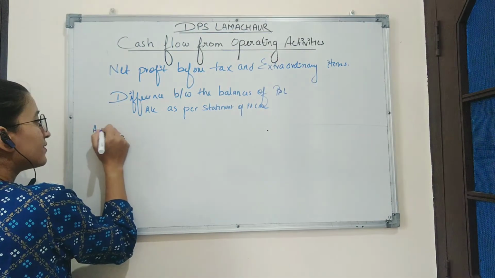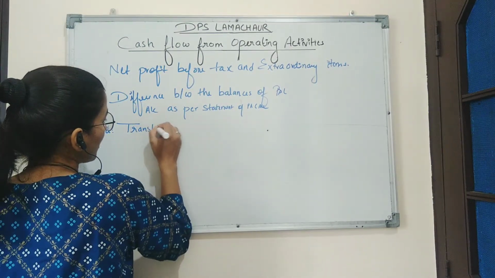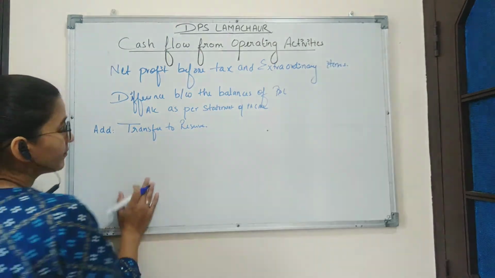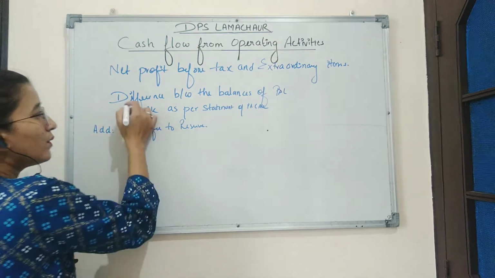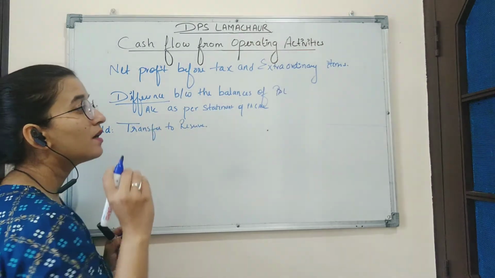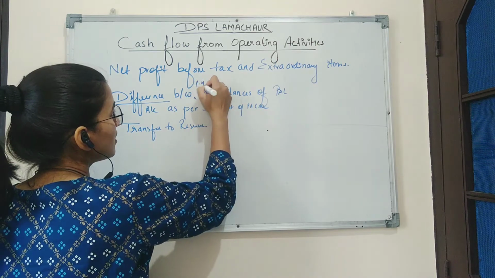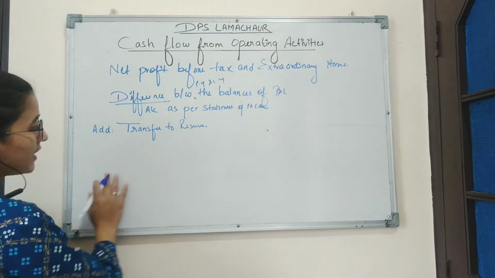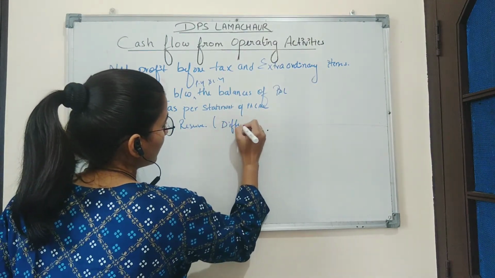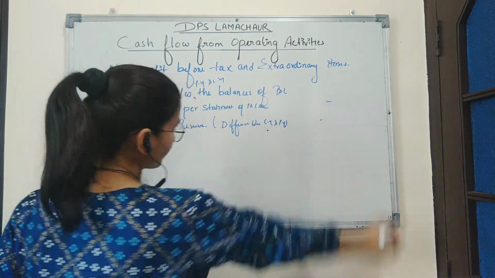Now in this we will add transfer to reserves, because this is also a part of the profit which is divided. So here we will take the difference between the balances of P&L account as per statement of P&L account. This difference will be between previous year and current year. Next we will add transfer to reserve. Here also we will take the difference between current year and previous year.